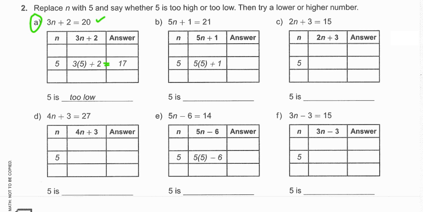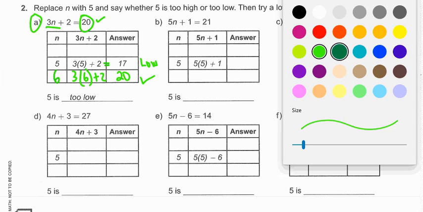So is this too high or too low? In this case, it's too low. So now we're going to try another number. So since it's too low, let's try a higher number for n. So now it's 3 times 6 for the n, right? Plus 2. 3 times 6 is 18, plus 2 is 20. And 20 is our correct solution. So that's good. I'll do one more of those.